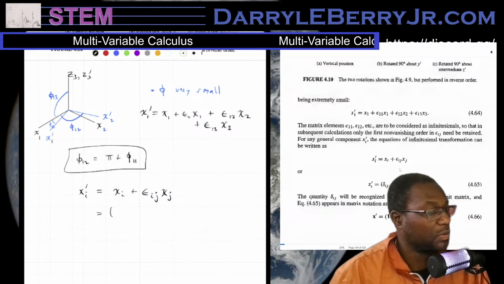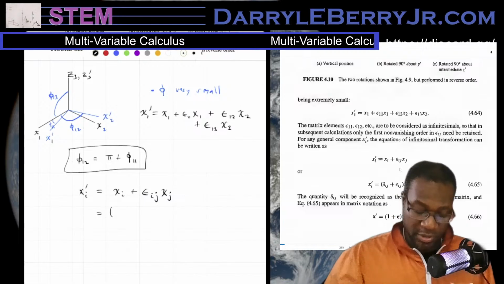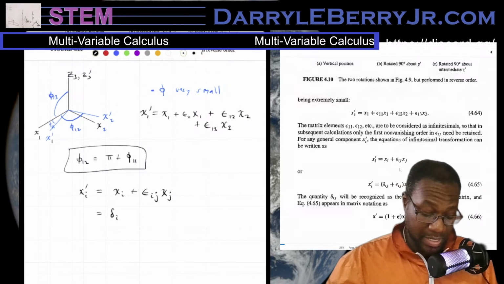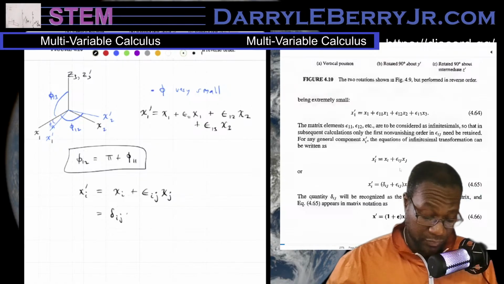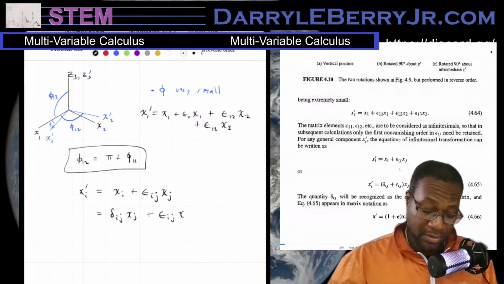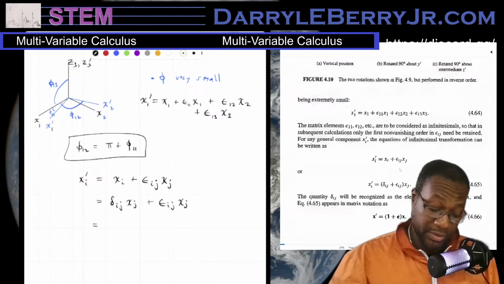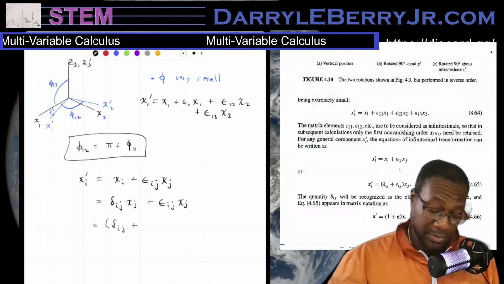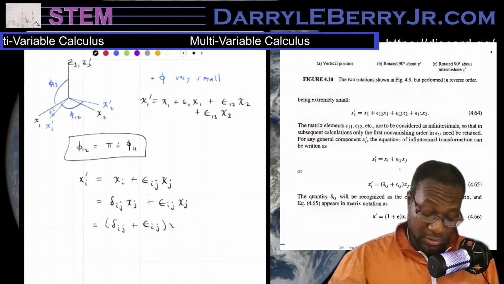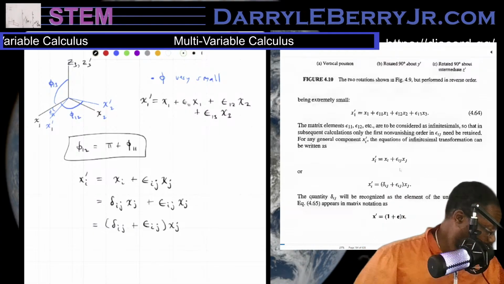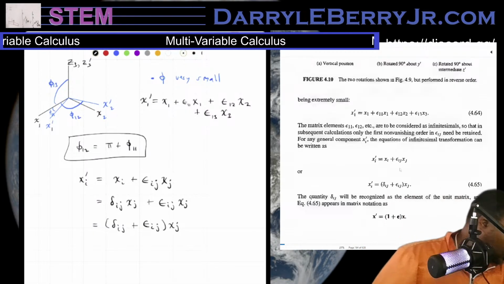that's interesting. So it seems like they're saying this equals delta ij x j plus epsilon ij x j, which equals delta ij plus epsilon ij, x j. Let me check the paper copy, make sure I'm seeing these symbols right.